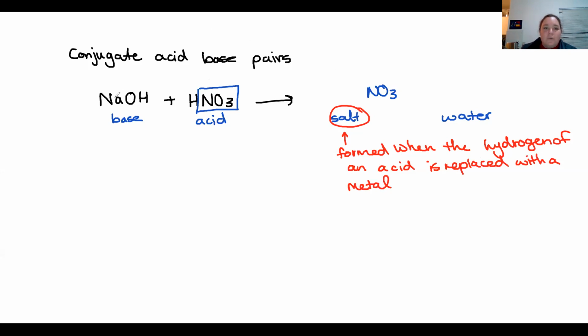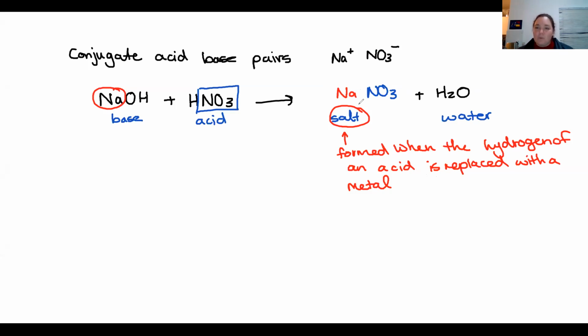Then what we do is we look at the metal from our base, and the metal from our base tells me that this is sodium nitrate. Please make sure that you check your ions and your oxidation numbers. That's Na+ and NO3-. So they're 1 to 1, so it's NaNO3, and then we're left afterwards with water. Okay? So this is our base, this is our acid, that's our salt, that's our water.